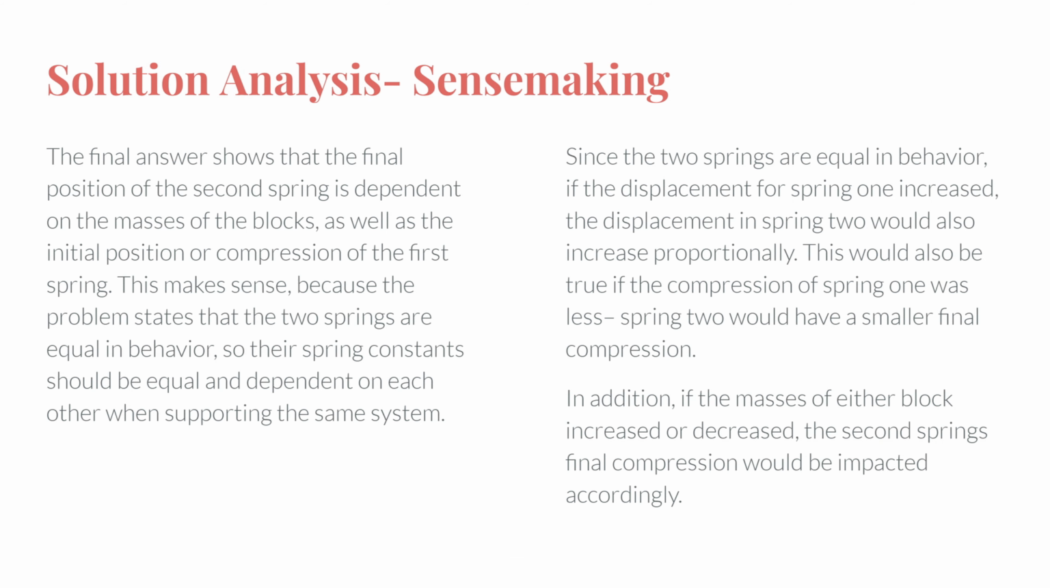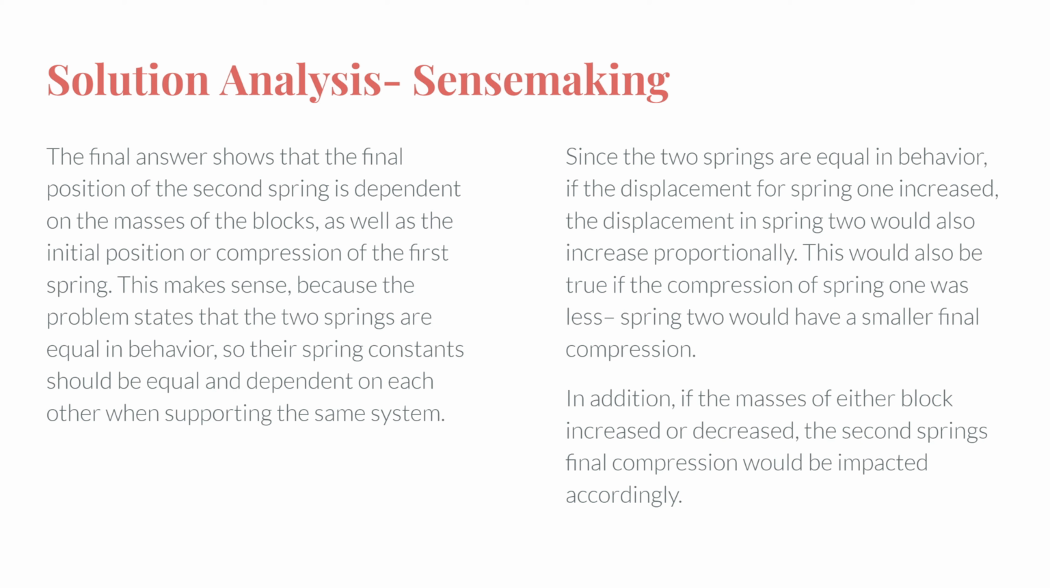Here we're going to analyze the solution with some more sense making. The final answer shows that the final position of the second spring is dependent on the masses of the blocks, as well as the initial position or compression of the first spring. This makes sense because the problem states that the two springs are equal in behavior, so their spring constants should be equal and dependent on each other when supporting the same system.